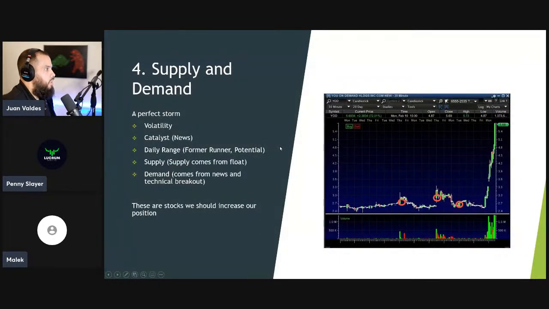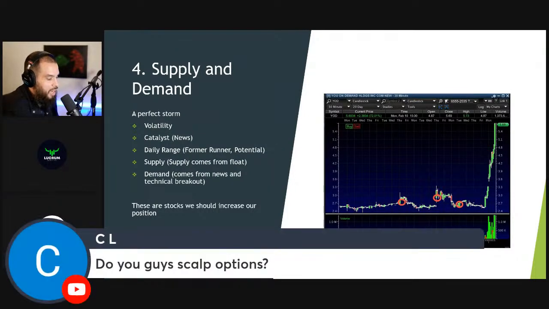Okay, so these are some things, especially for scalpers, like Penny Slayer. These are some things you want to see if you're going to scalp. Hey, I'm a day trade scalper too. Oh, okay. Hey Penny, I'm a scalper too. Malik, do you guys scalp options? That's a good question. I've scalped options before. Yes, I have.